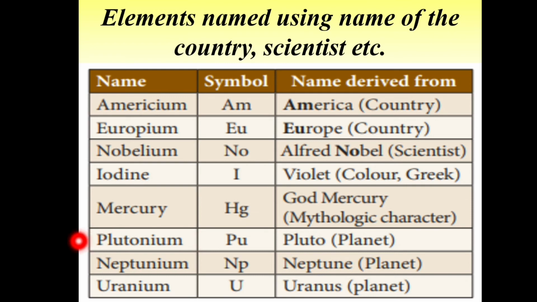Next, the elements plutonium, neptunium, and uranium are derived from the names of the planets Pluto, Neptune, and Uranus. The symbol for plutonium is Pu, neptunium is Np, and for uranium it is U. These are the elements named using the name of a country, scientist, mythological character, color, and planet.